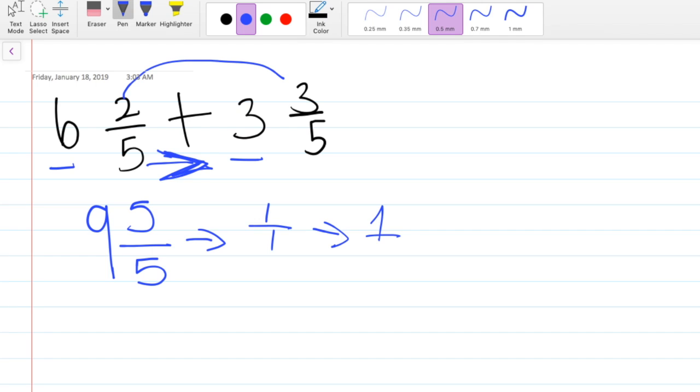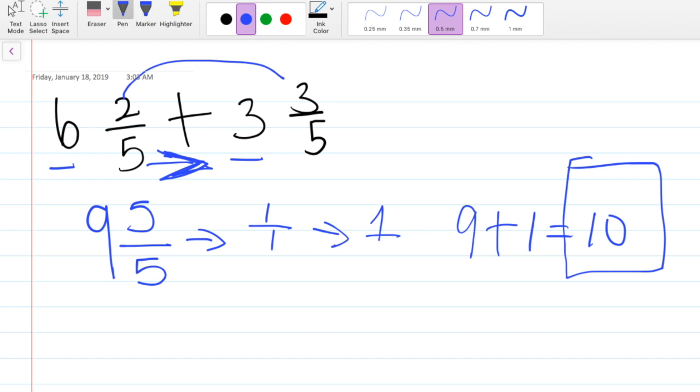So now we have a 9 and a 1. That just gives you 10. And that's your final answer right there. That was really easy. Let's do a little harder one.